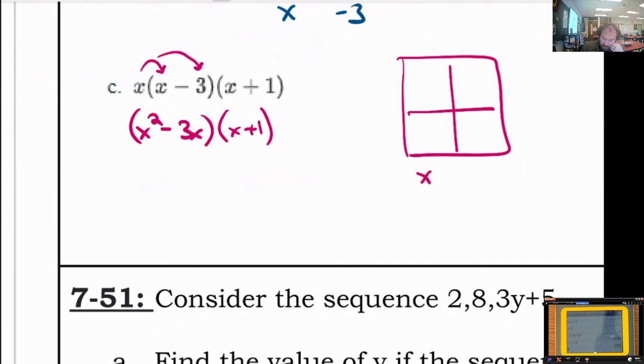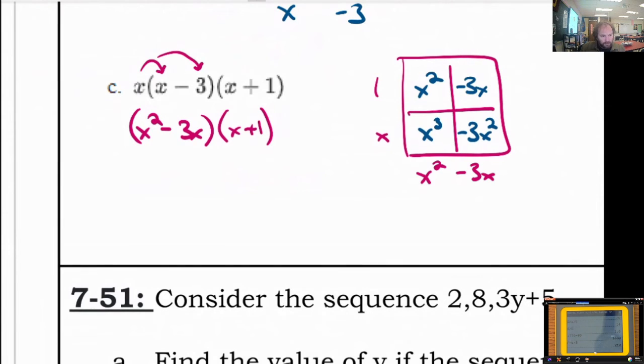Because that's all it's about. It's about making sure you get every combination here. You got to make sure you get every possible multiplication between the two things on the left and the two things on the right. We got an x to the third here. We got an x squared times 1 there. Now we get minus 3x squared there and a negative 3x there.